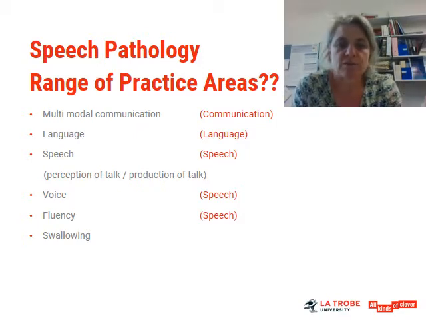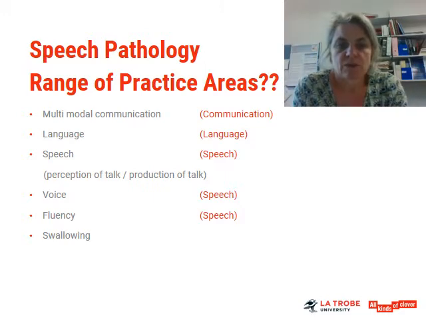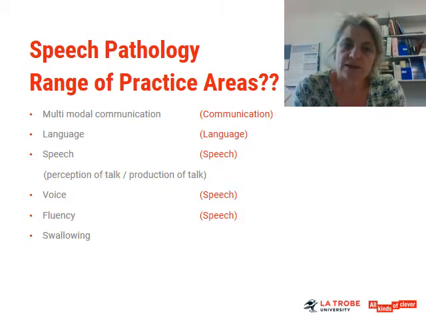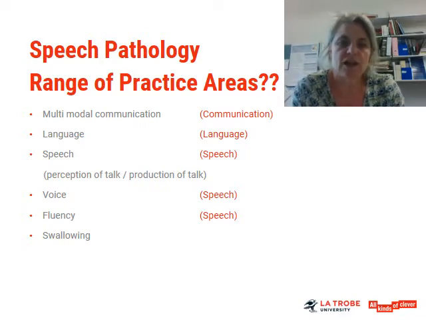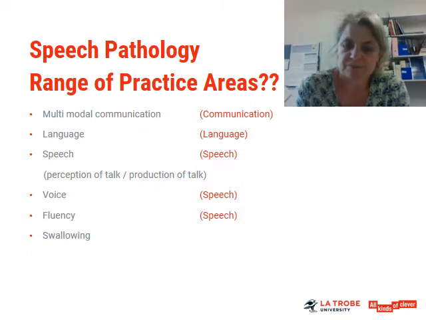When we talk about speech, we're actually referring to the production of talk, but we also know that voice is a type of perspective on speech, and fluency is another perspective on speech.